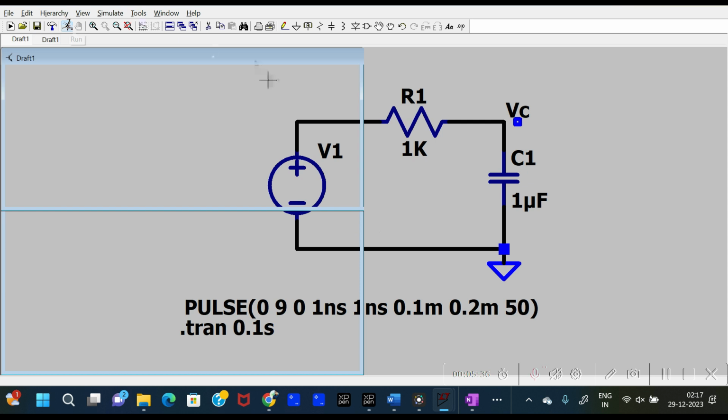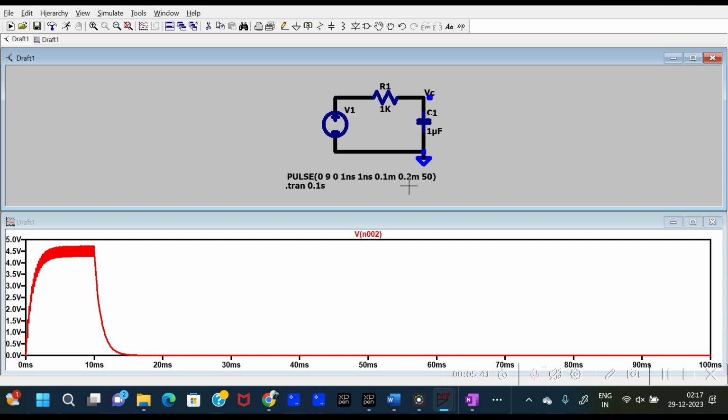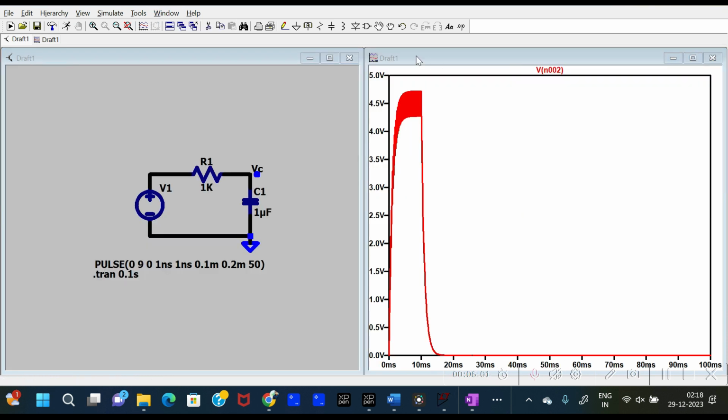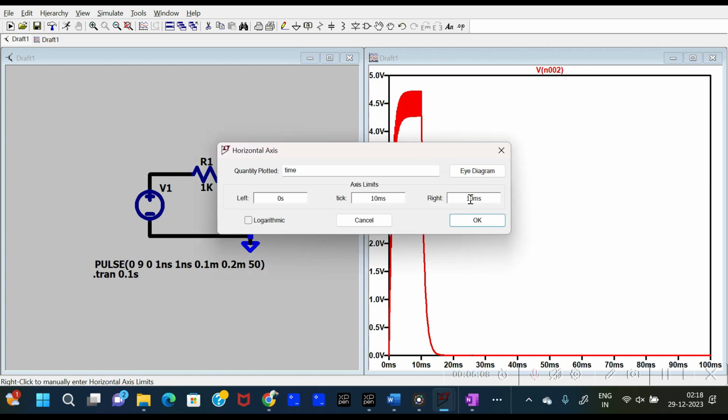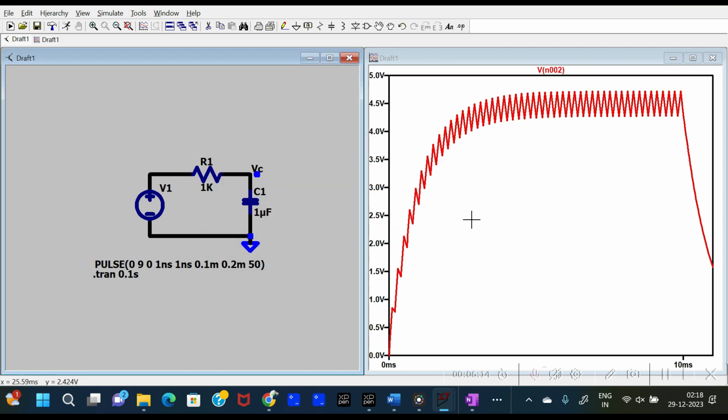You can see the waveform here. So this is the voltage across the capacitor. If you want to see it in a better way, go to the window and tile vertically. Now, to analyze it better, let's put 11 and click OK. What we can observe here is the capacitor starts charging and reaches close to somewhere around 1 volt.